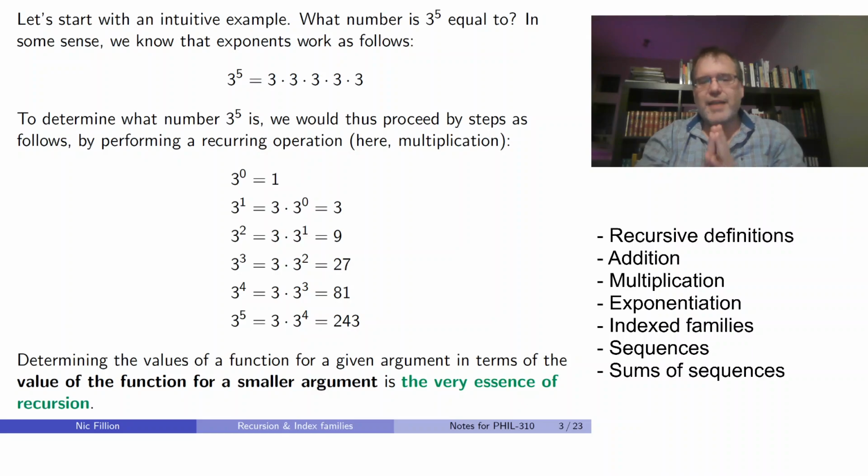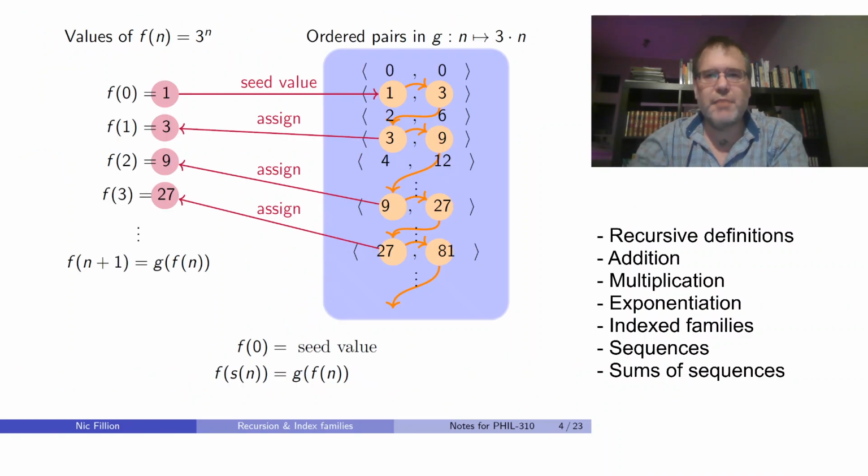So the idea of defining the value of a function in terms of the value that this function has for smaller arguments is the very essence of recursion that we're going to be trying to capitalize on to rigorously define those operations that we do with natural numbers. So I have a graphical way of depicting what is happening. And at first it might look a little bit intimidating, but fear not.